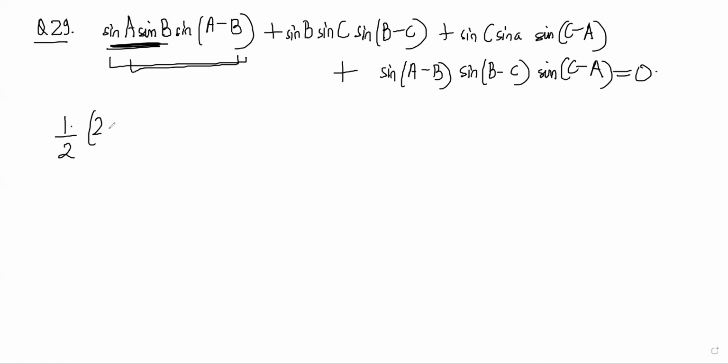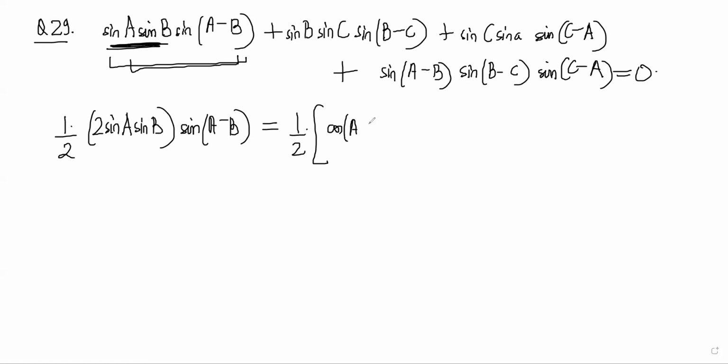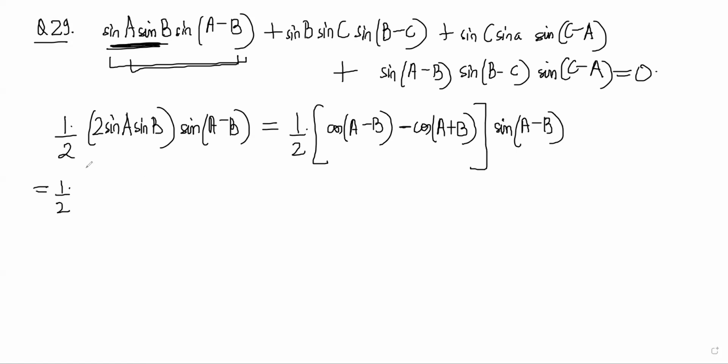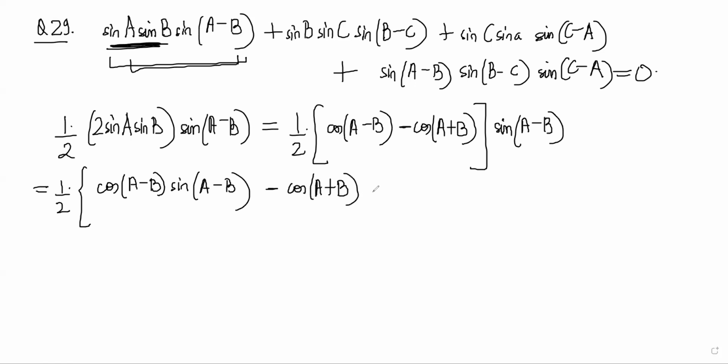Yes, you can write it as this, and this will become half of cos of A minus B minus cos of A plus B, into sine of A minus B, which will become half of cos A minus B sine A minus B minus cos A plus B sine A minus B.